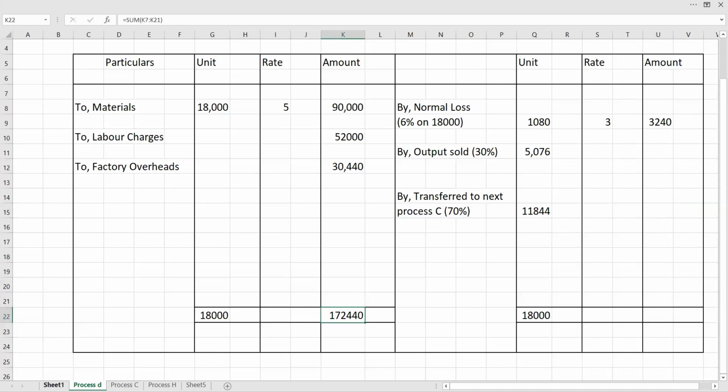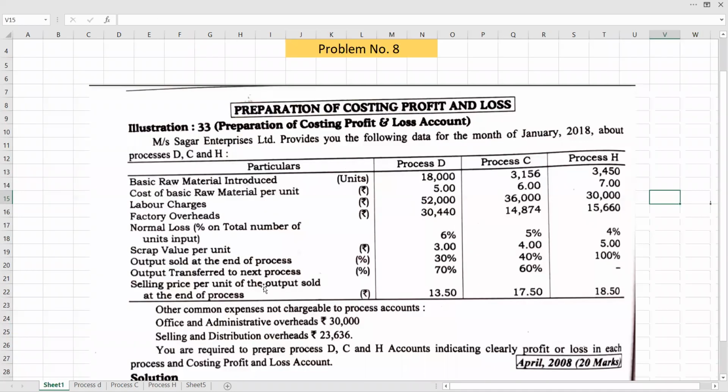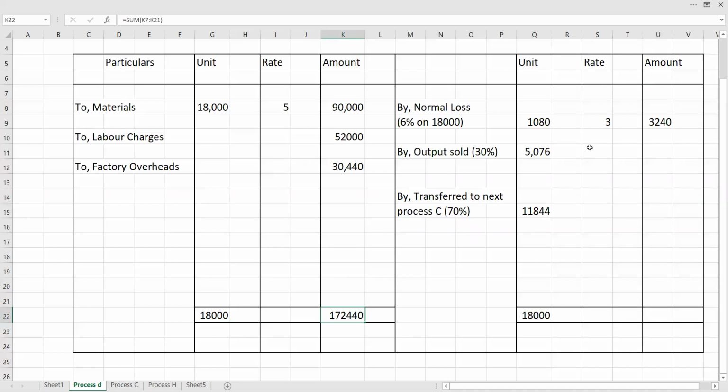But see, in the problem, here a rate is given. Selling price per unit of output sold at the end of the process. जेवढे आपण युनिट्स सोल्ड केलेले आहेत जे ज्याचं सेलिंग केलेलं आहे त्याचं जी कॉस्ट पर युनिट दिलेली आहे सो 13.50 rupees. 13.50 rupees is given as the rate for sale.